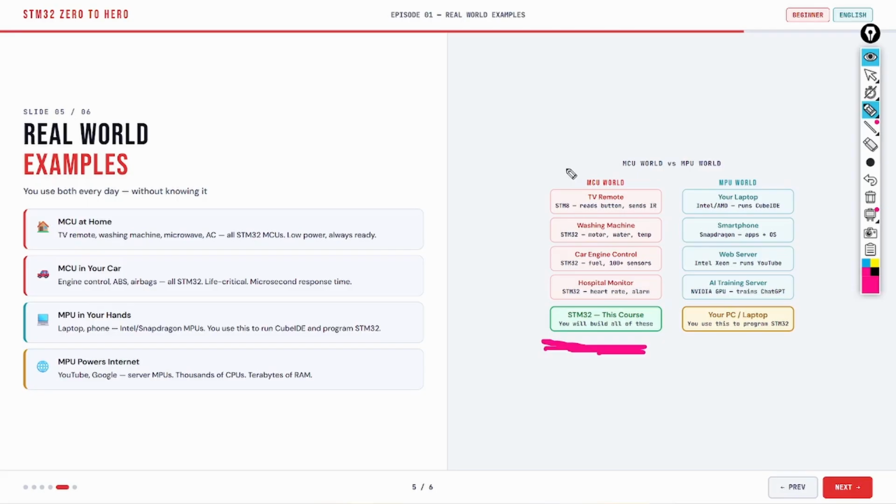In processors, there is your PC or laptop, right? Smartphones, and in smartphones also, Snapdragon chips are there. You must have heard about this, right? All these are processors, along with web servers and AI training servers, these different categories for the microprocessor unit. And your laptop is where we will use this CubeIDE. Okay, so these are real world examples.